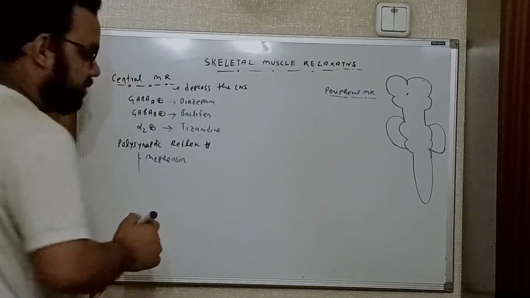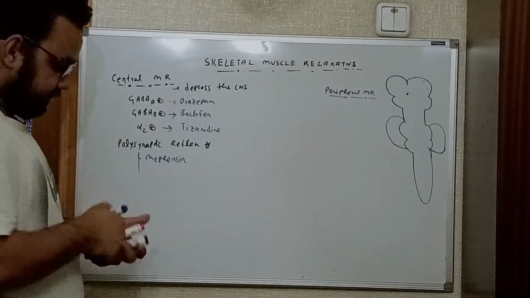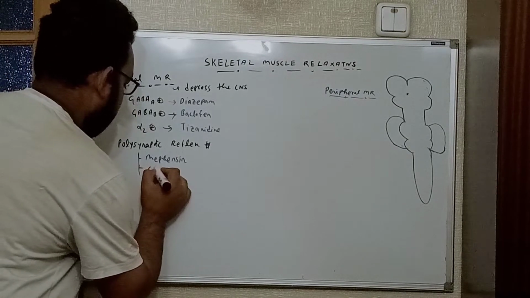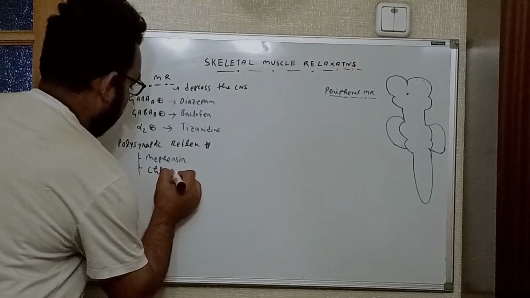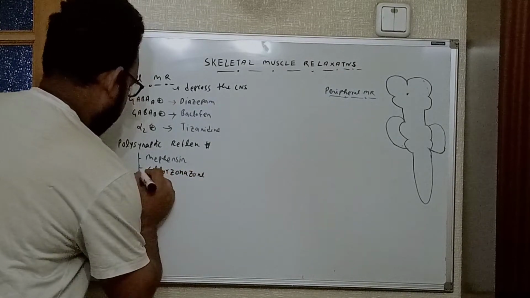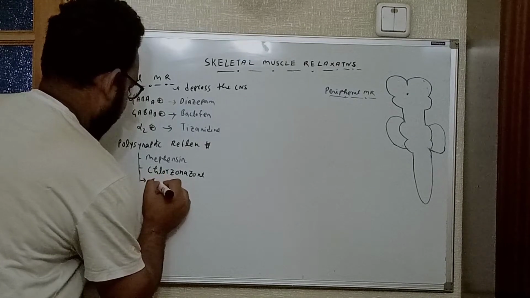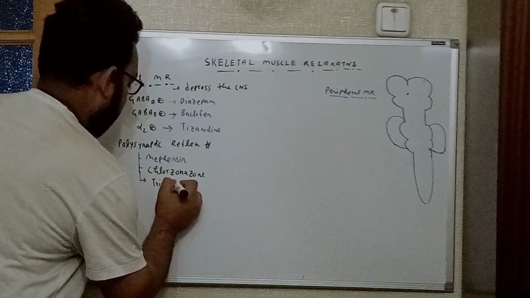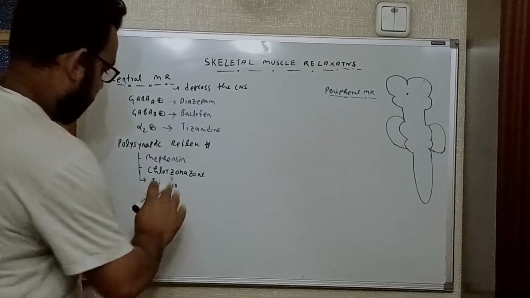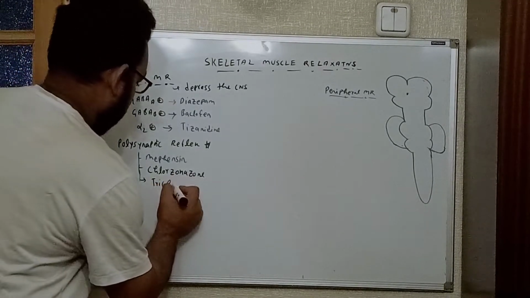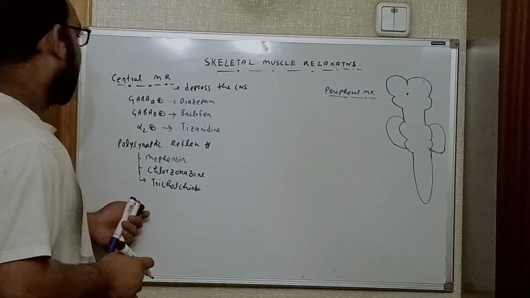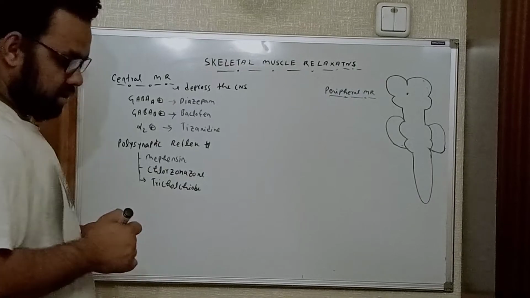In terms of the group over here, we'll get the drugs under it, chlorzoxazone, and we will also get along with that, thiocolchicoside. These are the types of drugs we can use as far as the central muscular relaxants are concerned.